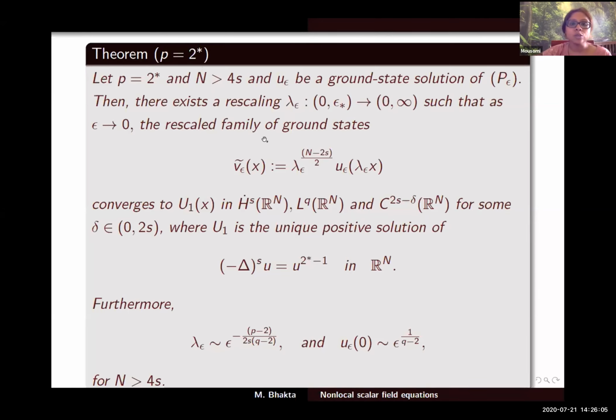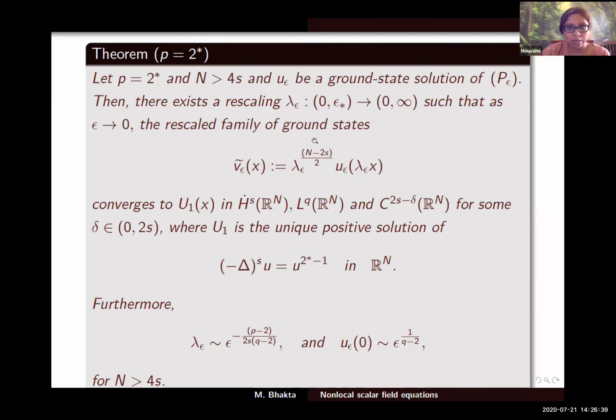In the critical case, what we have proved is that up to a rescaling, there exists a rescaling such that U epsilon is a ground state solution. We know that it's radially symmetric and decreasing. So without loss of generality, you can assume that the maximum of U epsilon, for each epsilon, is at 0, because if not, you just translate it, since the problem is translation invariant, and U epsilon is radially symmetric and decreasing. So you can assume that the maximum is at 0.